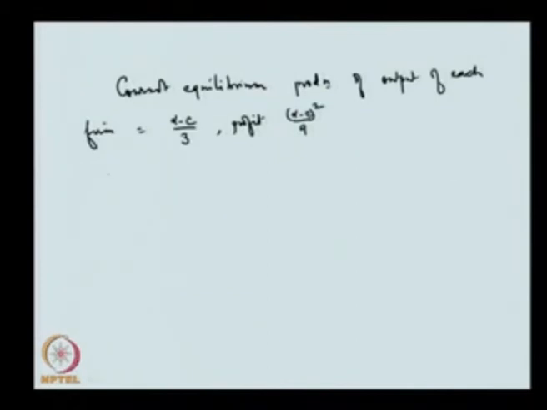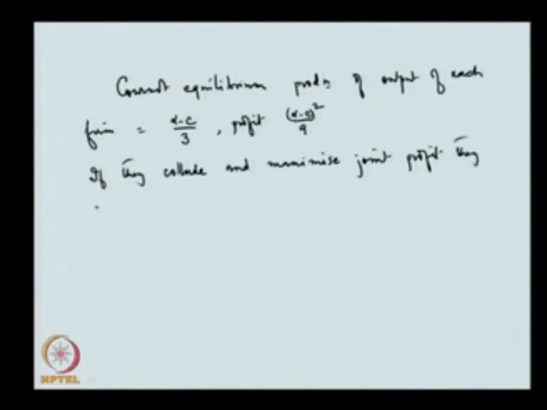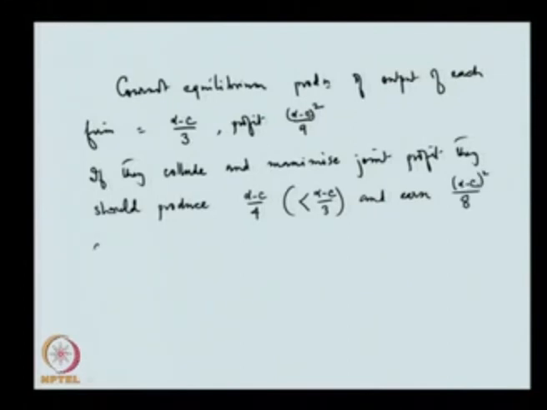Now, we have also seen that if they cooperate, if they collude and maximize joint profit, they should produce alpha minus C divided by 4, which is in fact less than alpha minus C divided by 3, and earn alpha minus C whole square divided by 8 as individual profit.